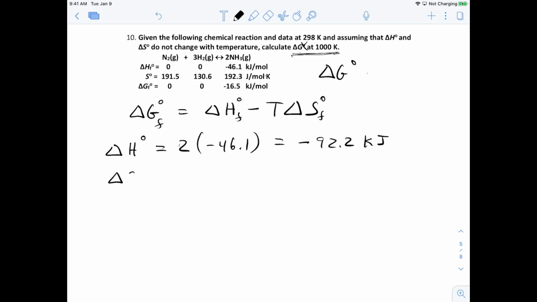And delta S is going to be 2 times 192.3, because that's the ammonia value, and then minus 191.5 for the nitrogen, and also minus 130.6 times 3.